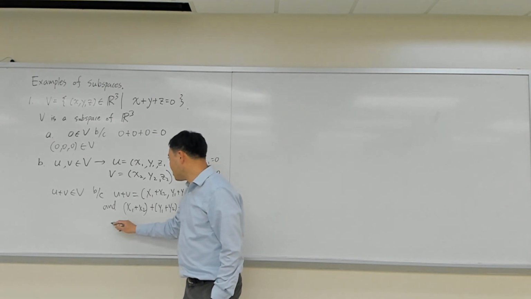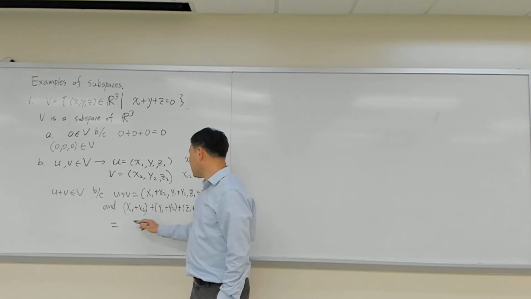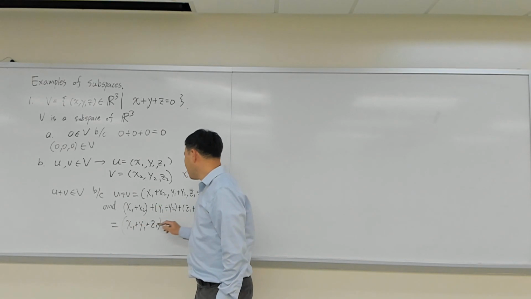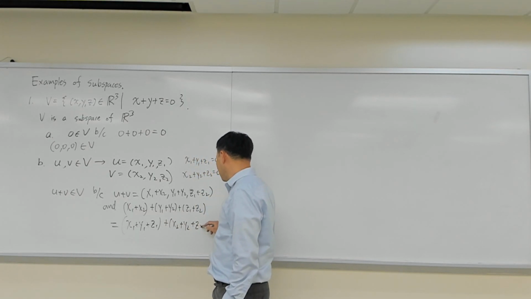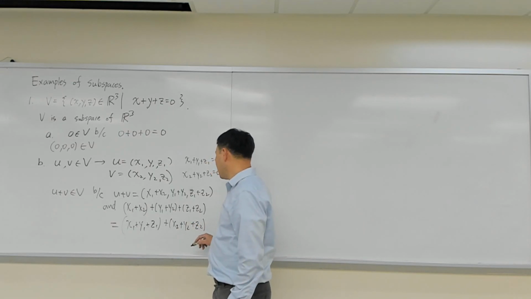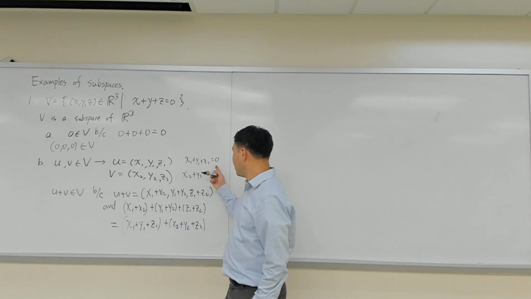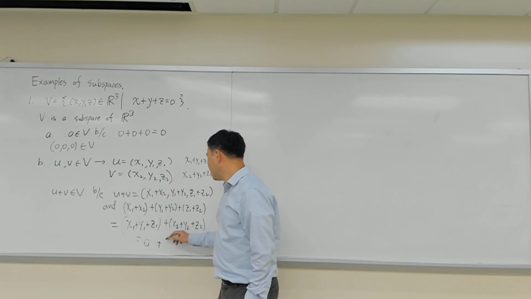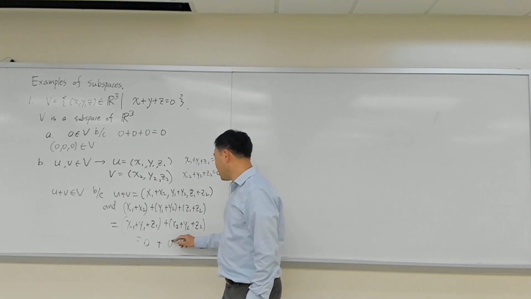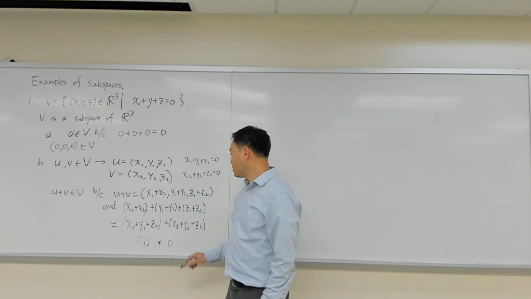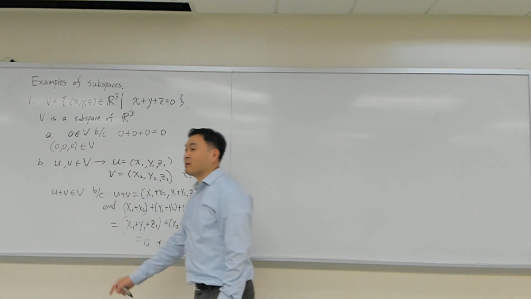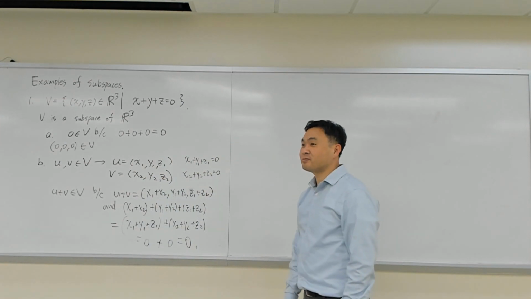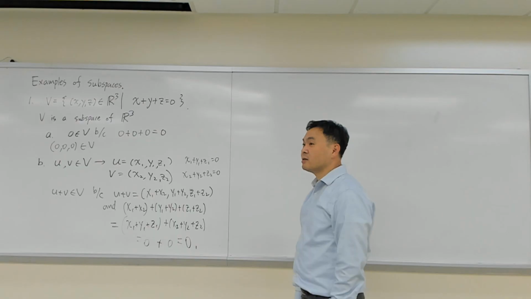Well, why is it equal to 0? I can group this as x1 plus y1 plus z1, plus x2 plus y2 plus z2. And this is indeed 0, and this is again 0 as well. So it is 0, and that means u plus v must be in V.